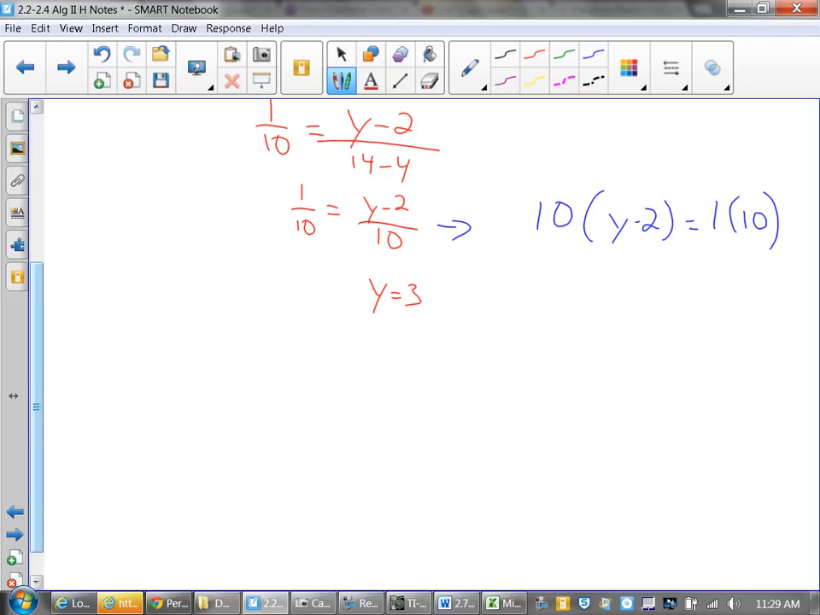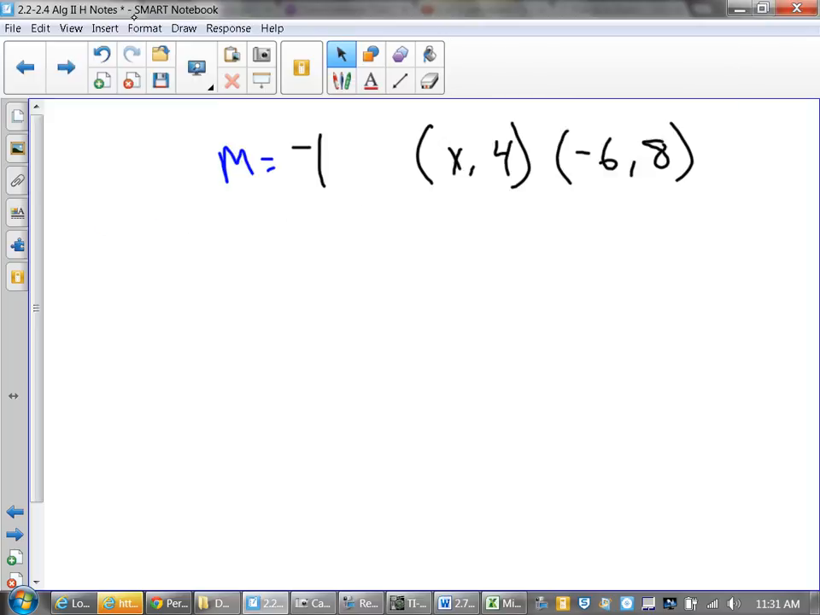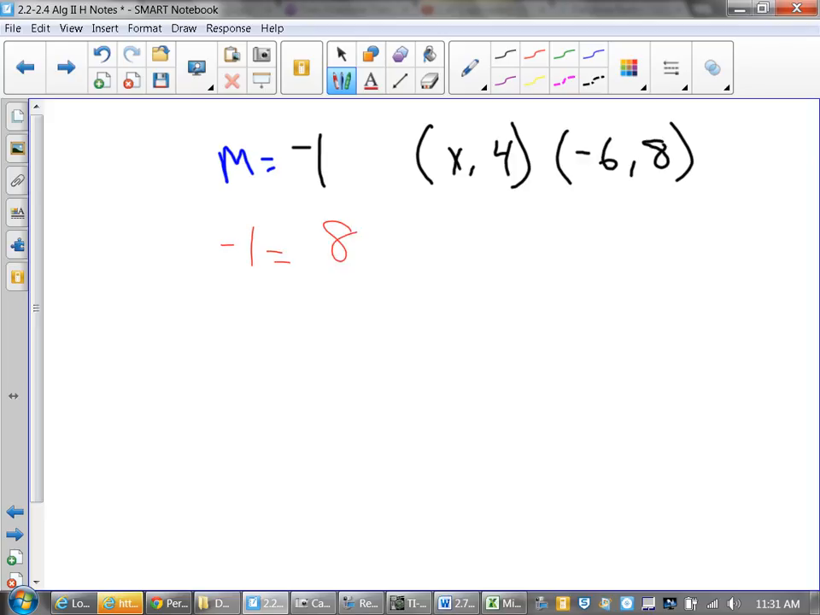So what I want you to do now is take that same idea of cross multiplying, because it's fraction equal to fraction, and solve this one. And I'm going to pause this while you guys are working. Hopefully it started like that, right?